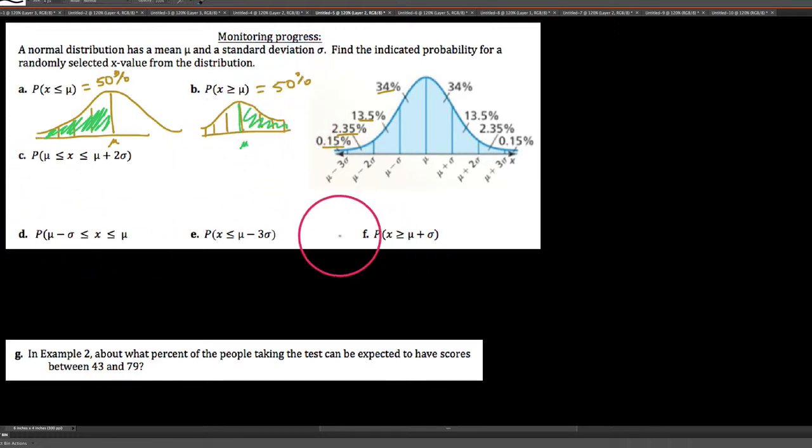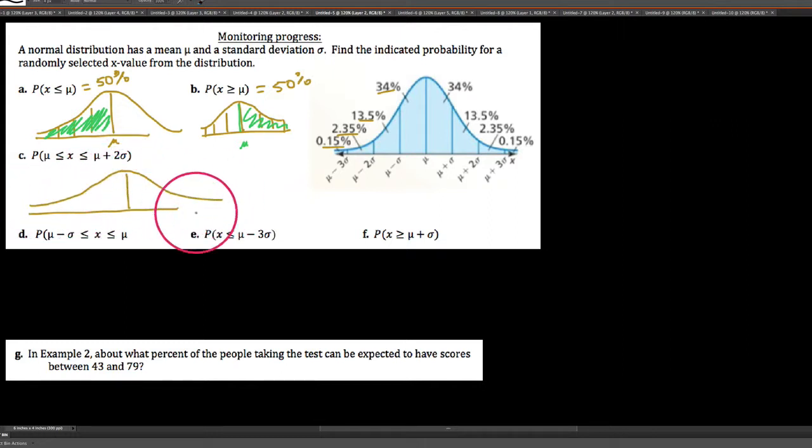Now looking at these last 4 examples, we have to sketch out what we're trying to find. In this example, we're trying to find the likelihood that our x value is bigger than the average, but less than mu plus 2 sigma, or the mean plus 2 standard deviations to the right. Going 2 standard deviations to the right, we're talking about this subsection, so we would have our 34% plus our 13.5%. This gives us 47.5% of the population between the average and 2 standard deviations above.